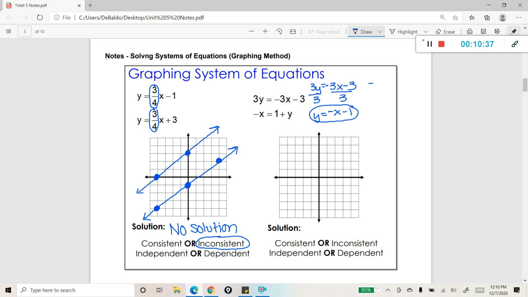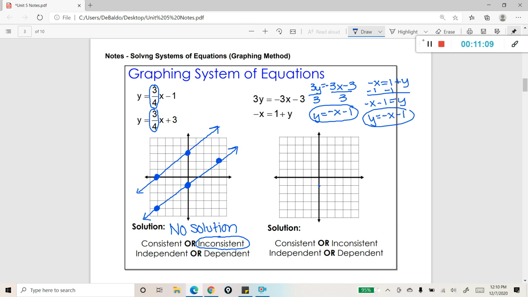And then the second one, it looks a little weird. I'm just going to go ahead and rearrange these. If you can see, y is by itself already, so I'm actually just going to go ahead and move the 1 over. That's going to leave me with negative x minus 1 is equal to y, which I can actually just turn around, right? I can just turn this into y equals negative x minus 1. I just flip-flop their positions. So just looking at the equations, you can see they're exactly the same. So this is going to give us one line.